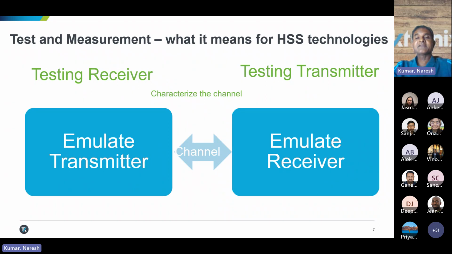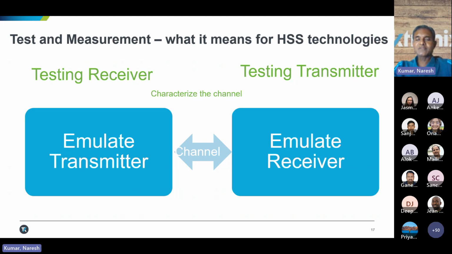What about testing a transmitter? We need to emulate a receiver, right? So what does emulating a receiver mean? It means that we have to provide equipment which behaves just like the receiver in your transmit receive chain. So we are actually filling in for the transmitter or the receiver, right? What about the channel in between? The channel in between is also something we need to be able to characterize as well as emulate where required.